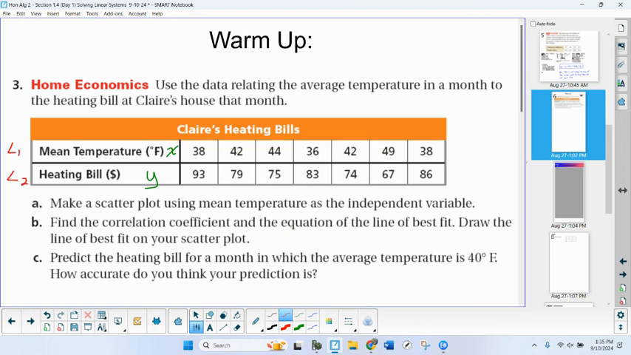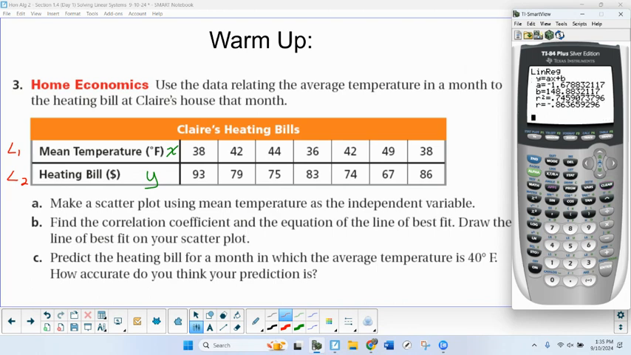How do I even put the lists in? Where do I go? Cal, you got lucky, buddy. Peyton, what do I do? You go to stat and then edit. Okay, let me clear all this out. I'm going to go to stat and edit, number 1.